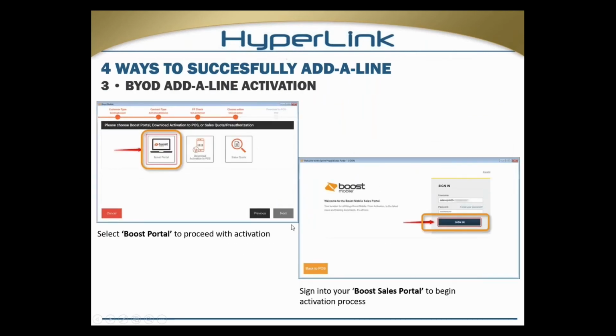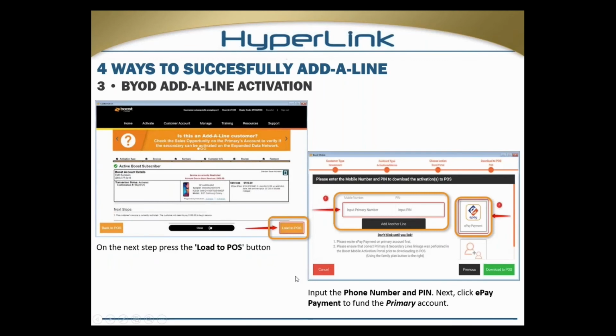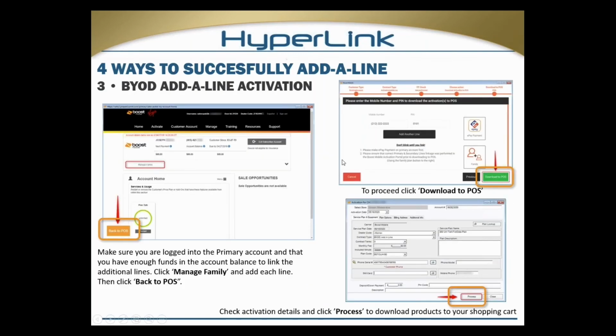Select Boost Portal, log into your portal, complete your activation, and at the end of the activation process, you're going to go ahead and pay by WebPOS. Hit Continue. We're going to load that transaction to POS and make the payment. Once the payment is done and posted, we're going to go ahead and link the family plans and download the transaction to POS. We're going to keep note of the contract type, and we're going to process and download the transaction to the shopping cart.